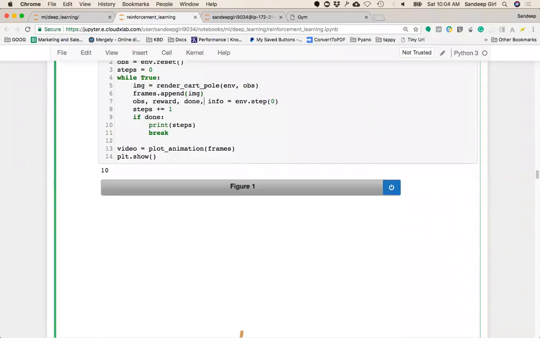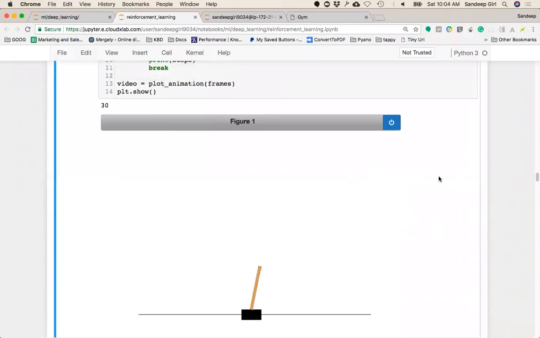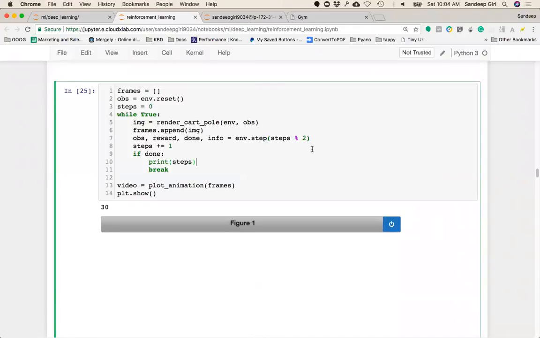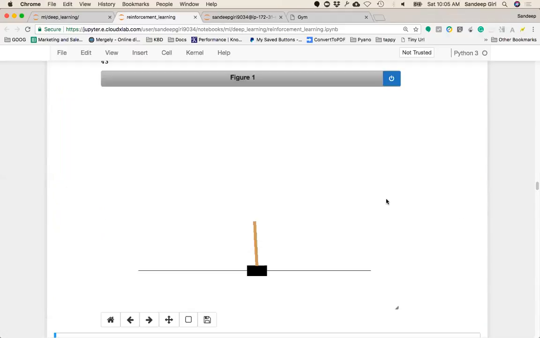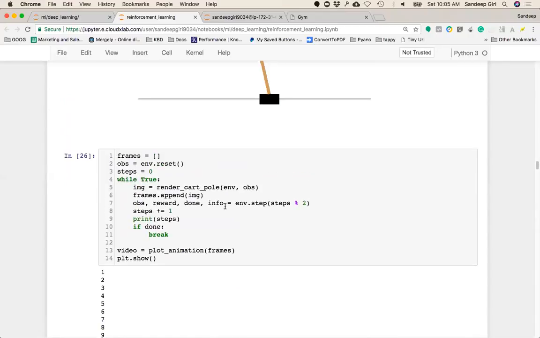Okay. So also we could do a little bit of right. I should have moved to. So if we divide it by 2, okay. So yes. Wow. This time it went to 43 steps. Okay. It's pretty simple one.